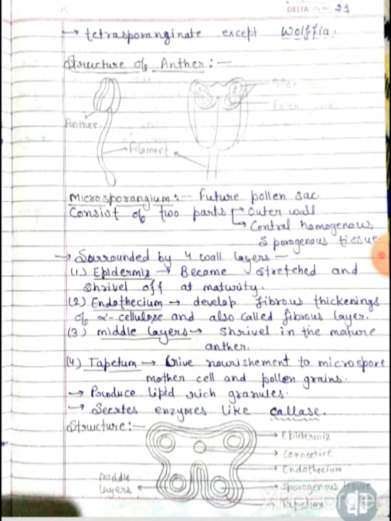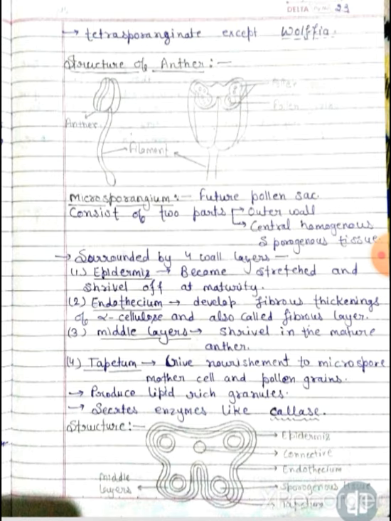Now, what is the function of the tapetum? Tapetum gives nourishment to the microspore mother cells and pollen grains, produces lipid-rich granules, and secretes enzymes like callase. It gives nourishment and enzymes to the pollen grains, which are very useful in future.